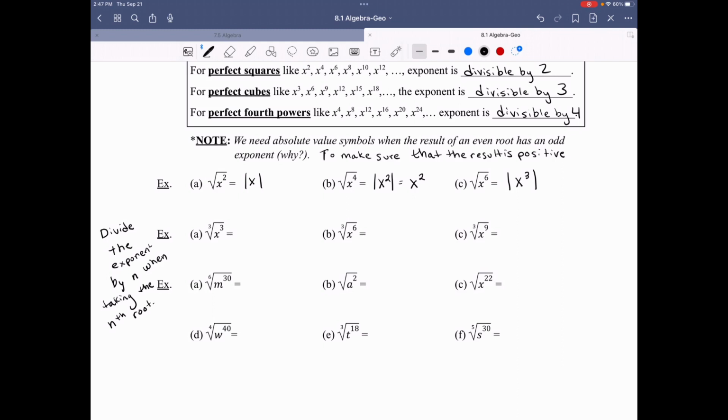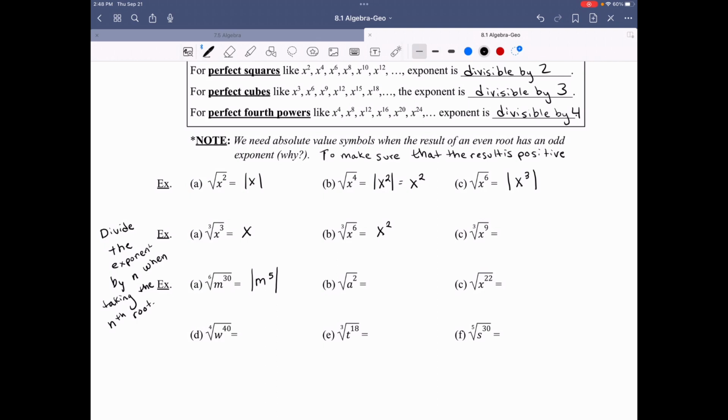All right, so on this one, the cube root of x to the 3rd is just x. And the cube root of x to the 6th is just x squared. Let's try that with the 6th root of m to the 30th. Well, 30 divided by 6 is 5. But we don't know if that would turn out as a negative, so we put absolute value bars.